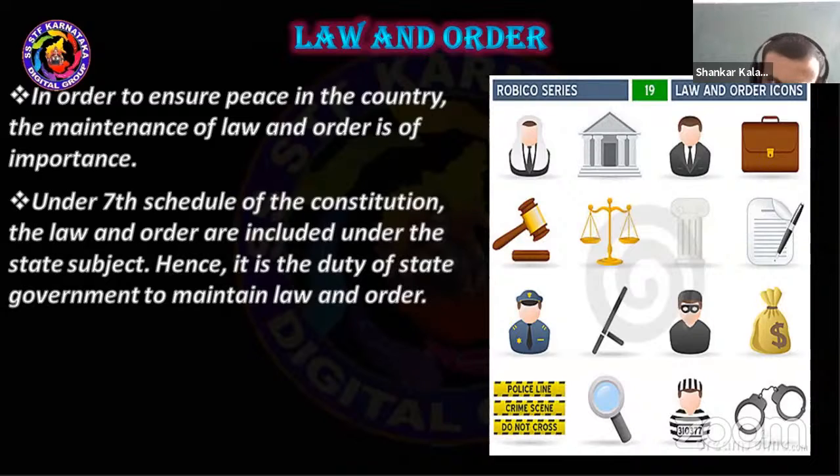It means rules and regulations to carry on all works in the state and in the center. Under which schedule of the Constitution? Under the 7th schedule of the Constitution, law and order are included under the state subject. Hence, it is the duty of a state government to maintain law and order. Each and every state in India, there are 28 states in India, has the right to maintain law and order.